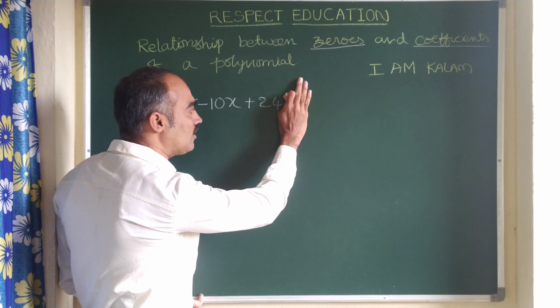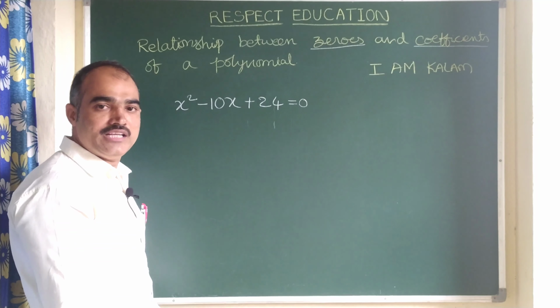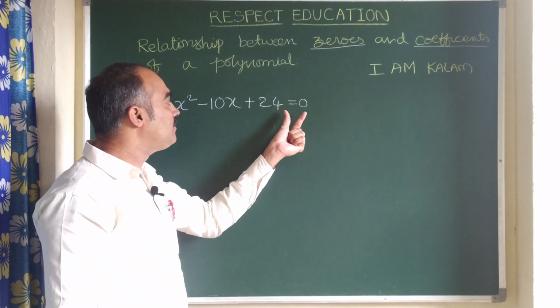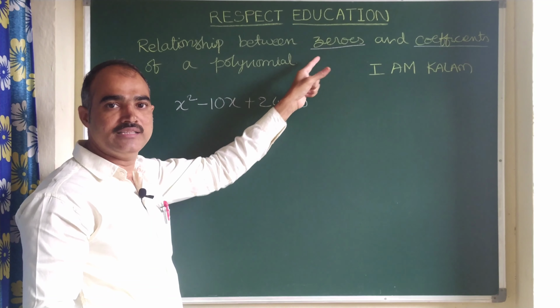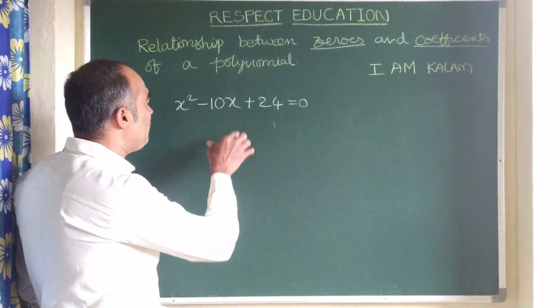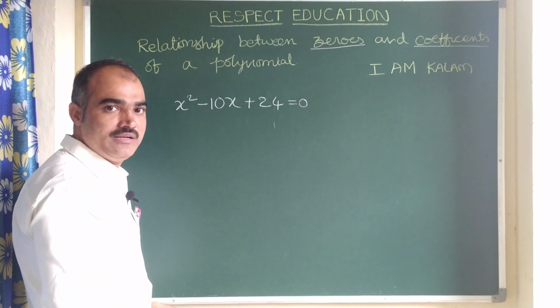Now first you see the coefficients. The x square coefficient is 1. The x coefficient is minus 10 and 24 is the constant term. So here we have seen the coefficients of the given quadratic equation, or as we are in this topic we can write it as a quadratic polynomial only. Why did we keep 0? For finding the zeros. For finding the zeros we need to make the polynomial equal to 0. Now I am going to find the zeros of this polynomial.